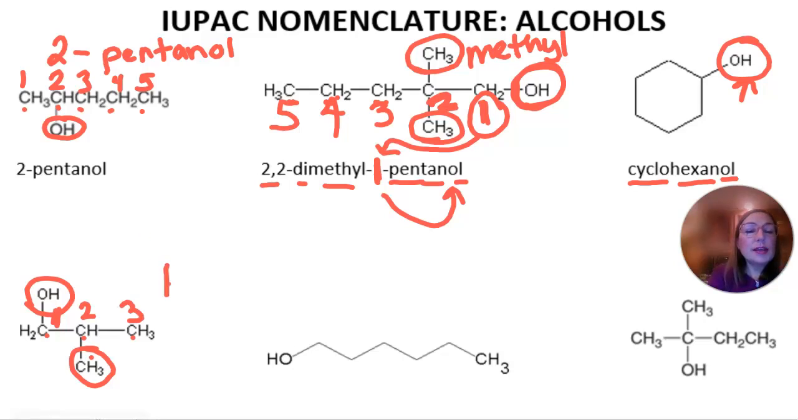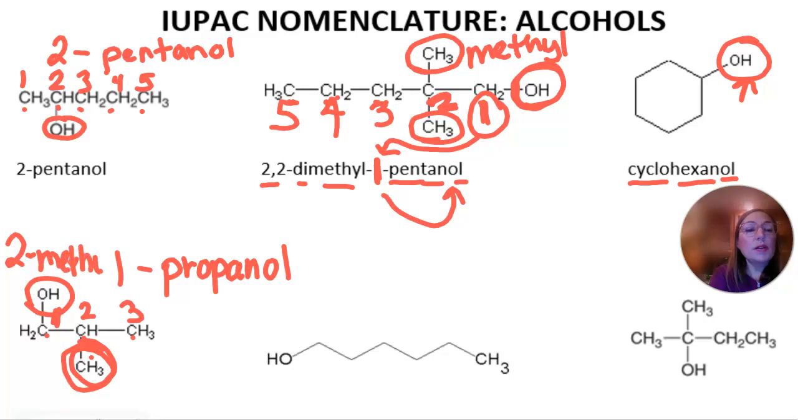So 3 carbons in that main chain is going to be not just propane, but propanol, because we know we have an alcohol at carbon 1. So we call it 1-propanol. And then on carbon 2, there was a methyl group. So we'll call it 2-methyl-1-propanol. All right, my handwriting is getting a little squished in there, but 2-methyl-1-propanol.